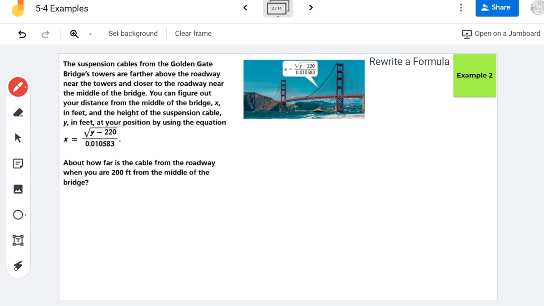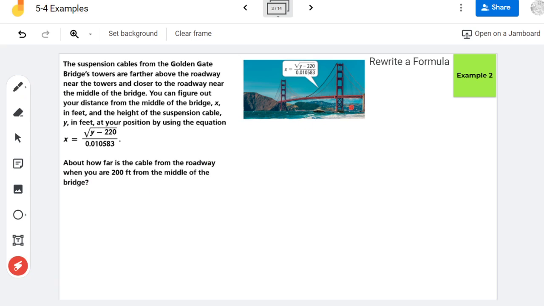In today's video, I'm covering example 2 from section 5-4 in the SavvasRealize Algebra 2 textbook. The goal of today's video is to learn how to rewrite a formula as well as to solve with it. So let's go ahead and take a look.